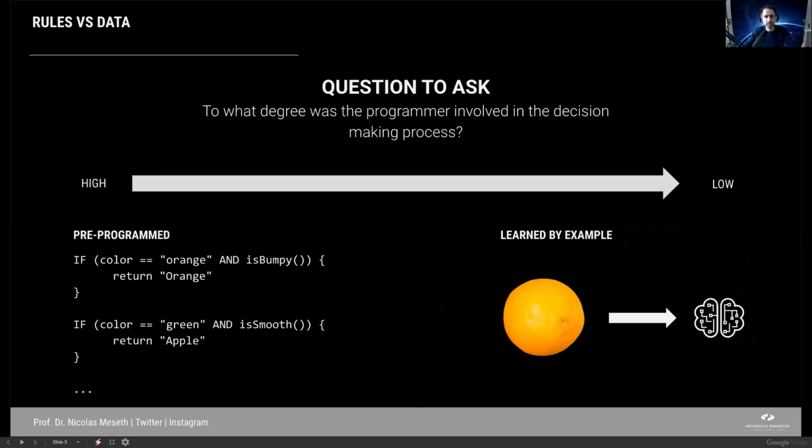So we've talked about the difference between rules and the data-based approach. The question is actually, to what degree was the programmer involved in the decision-making process? When I have the left side, I have to program all these rules, and here's an example how it could look like for recognizing oranges. We could have a function that says is bumpy. It's simply a function we would have to implement still, but we can say, okay, if it's bumpy and it's orange, then say, okay, this is probably an orange, and if it's green and it's smooth, it's an apple. So this is just one example to give you a hint what these rules could look like.